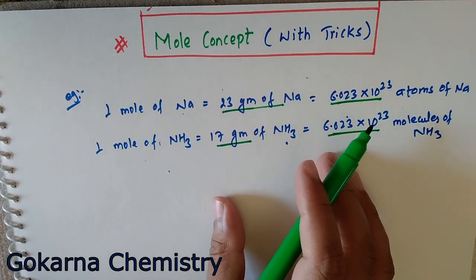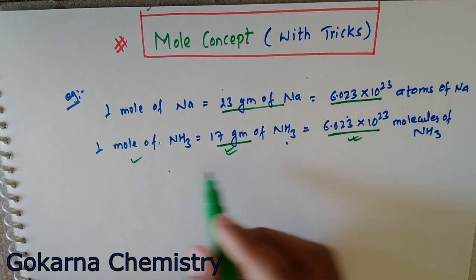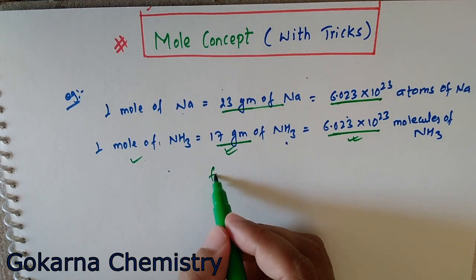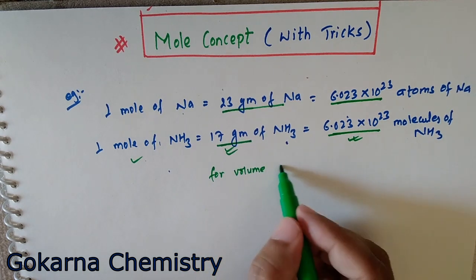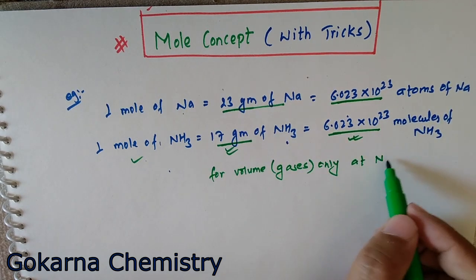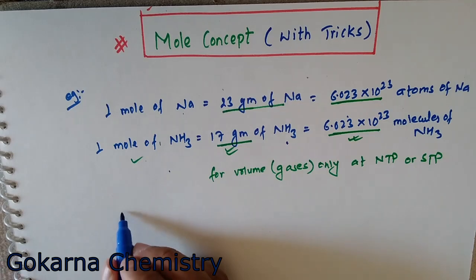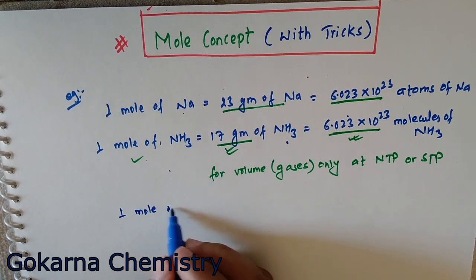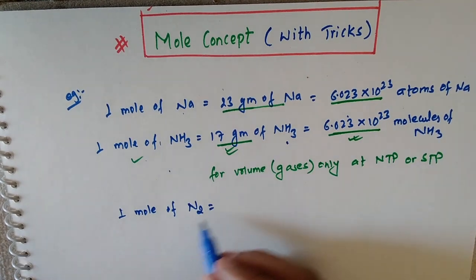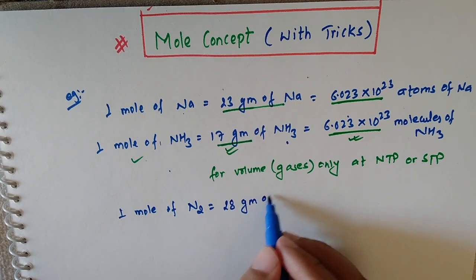You can relate every term like this: mole to gram, gram to number of particles, and volume. For volume, you can only relate gases, and the condition is NTP or STP. For example, let us take any gas: 1 mole of nitrogen equals how much mass? Nitrogen is a molecule, N2, 28 gram of N2.